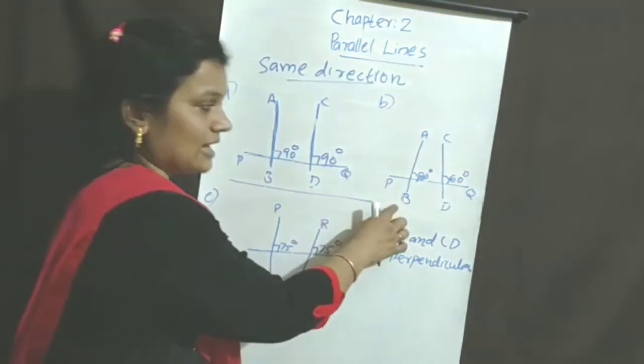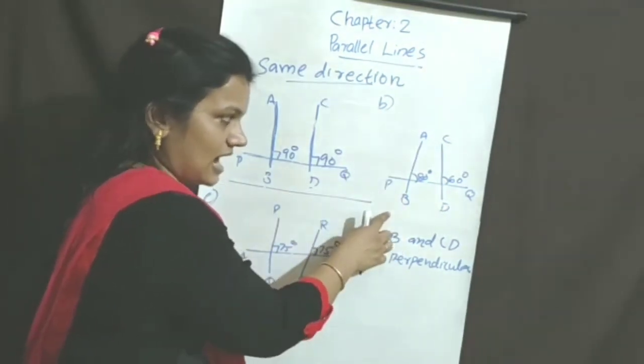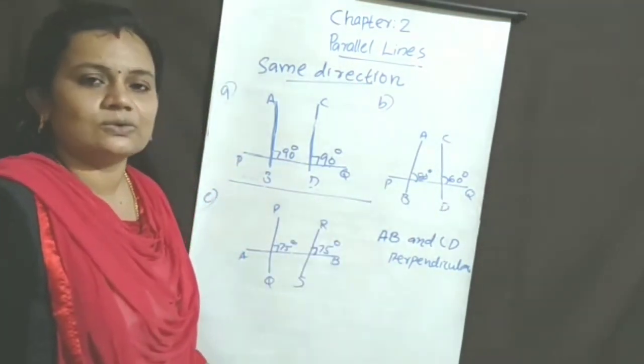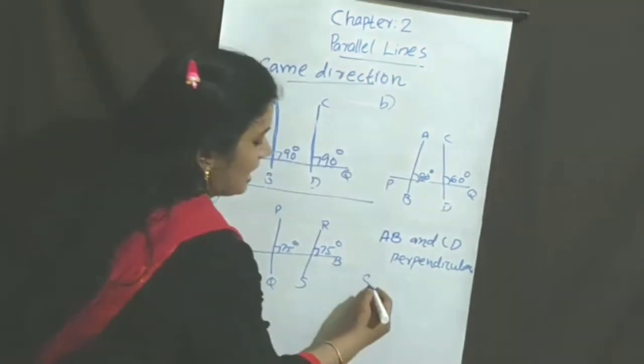Understand? This is not a parallel line. This is a slanting line. This makes different angles. Understood? Then what is the symbol of a parallel line?